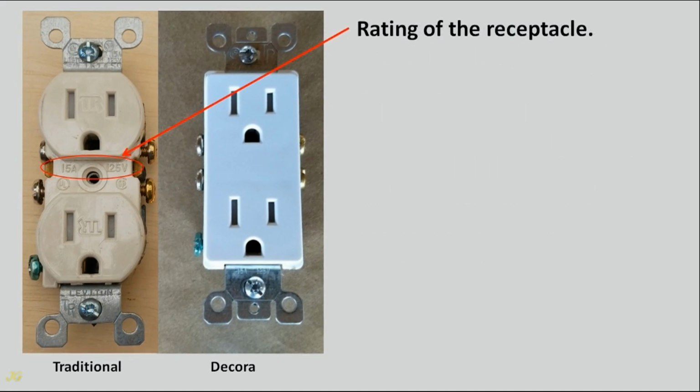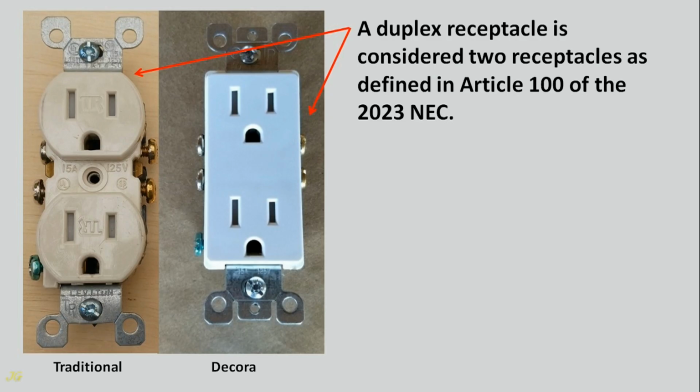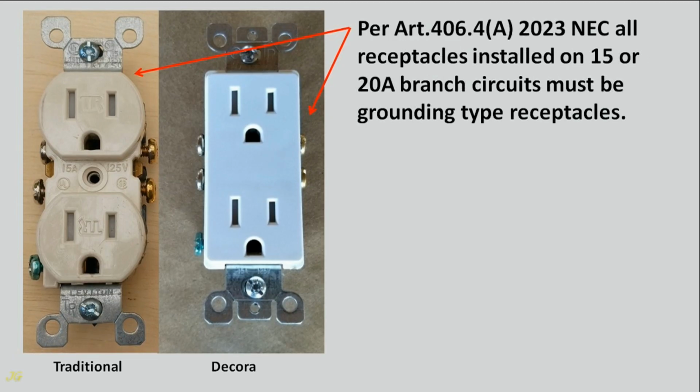Rating of the receptacle. A duplex receptacle is considered two receptacles as defined in Article 100 of the 2023 NEC. Per Article 406.4(A), 2023 NEC, all receptacles installed on 15 or 20 amp branch circuits must be grounding-type receptacles.